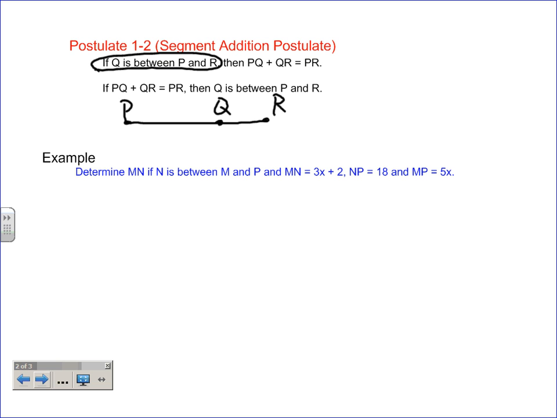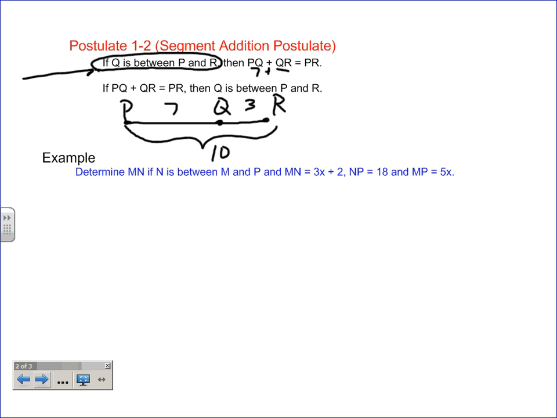Now remember, there's no little segment over the top, so this PQ means the distance from P to Q. So it's saying the distance from P to Q, what should we make that? How about 7, right? So we're saying that's 7. The distance from Q to R, what do you want to make that? How about 3, right? Equals the distance from P to R, which is the whole thing. Do you agree with that?